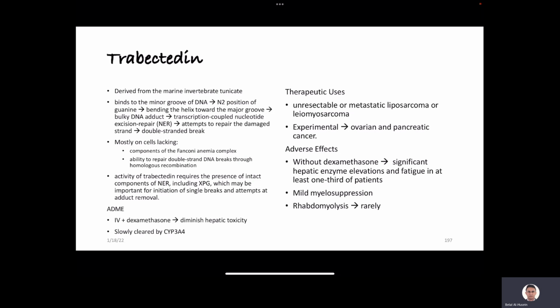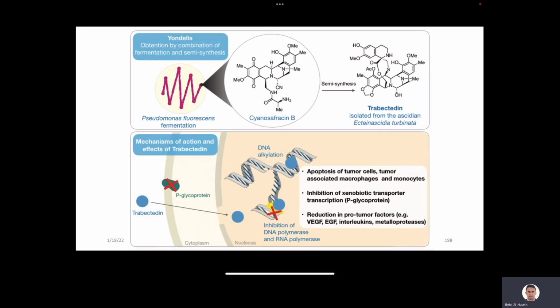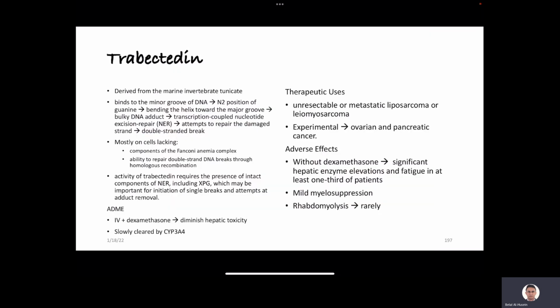So this particular drug, in fact, binds to the minor groove of DNA and bends the whole structure of the DNA and closes down the major groove. So DNA obviously has a minor groove, a small opening in the DNA, and a major groove. So what happens is that it binds to the minor groove of DNA and leads to bending of the DNA helix toward the major groove.